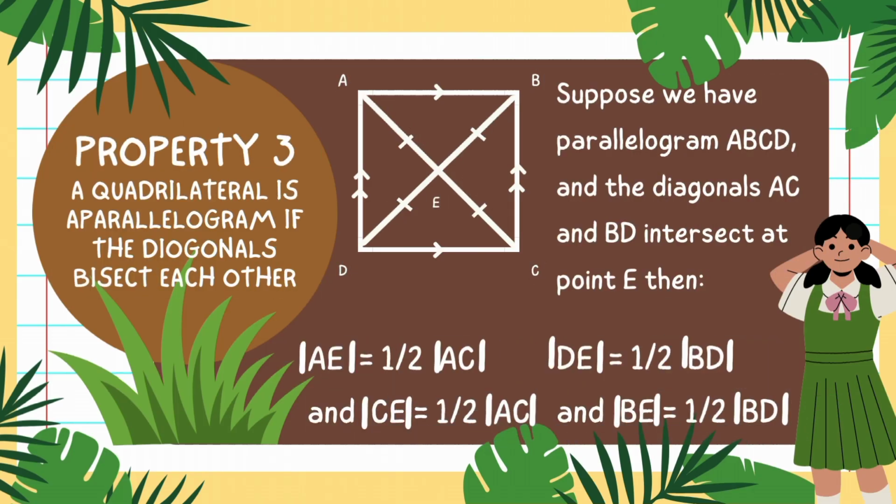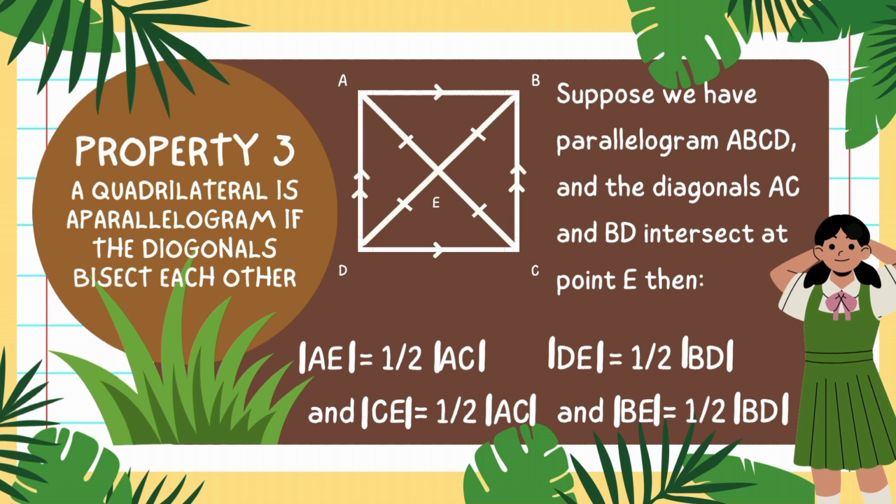Property 3. A quadrilateral is a parallelogram if the diagonals bisect each other. Suppose we have a parallelogram ABCD and the diagonals AC and BD intersect at point E. Then, diagonal AC is cut into 2 congruent segments, namely AE and CE. Thus, AE is equal to 1/2 AC and CE equals 1/2 AC.